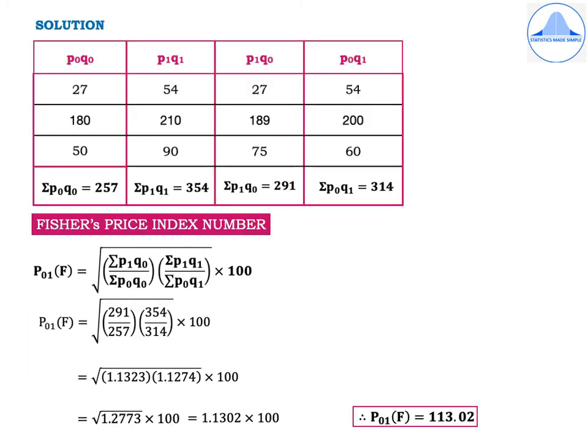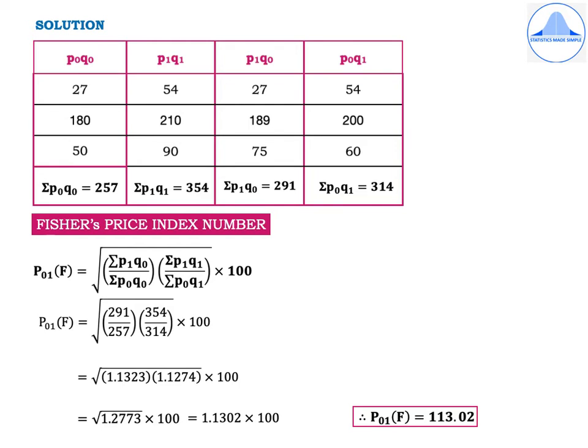This is usually a 10 marker. 4 marks are allocated for the table calculations. Then if Fisher's price index number is asked, then 2 marks are allocated for it. And then for TRT and FRT, along with the condition and the proof, 2 marks each are allocated. And so totally it is a 10 marker.